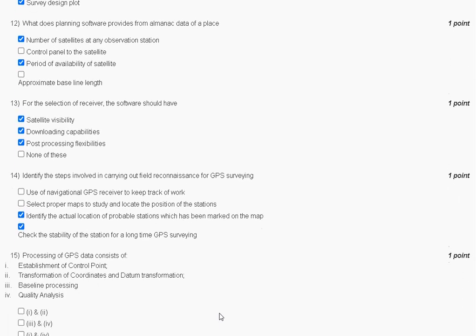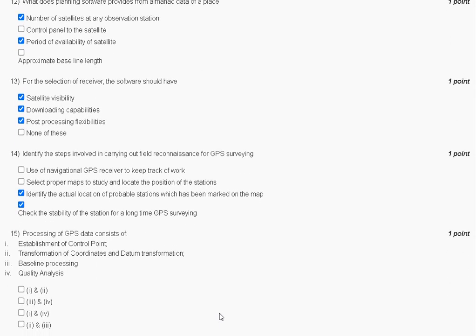Question number 15. Processing of GPS data consists of. The correct answer is option number 2, 3 and 4, and option number D, 2 and 3.